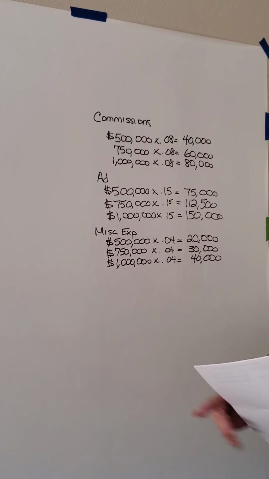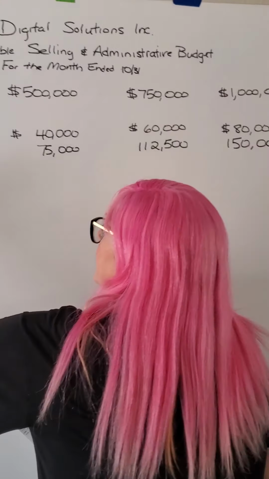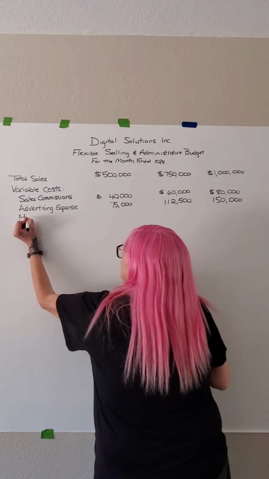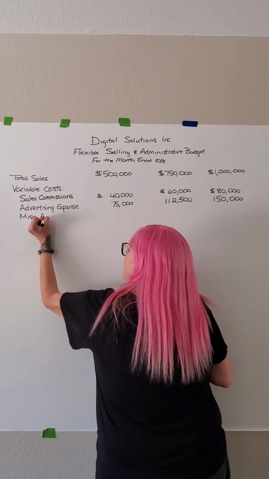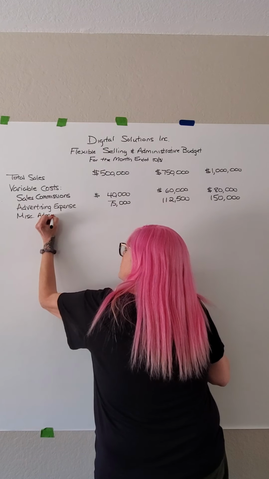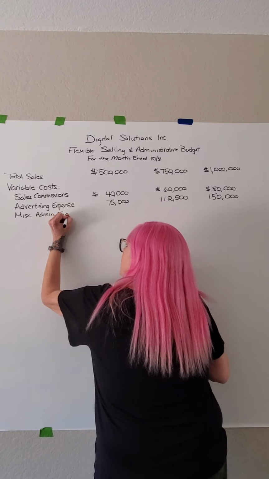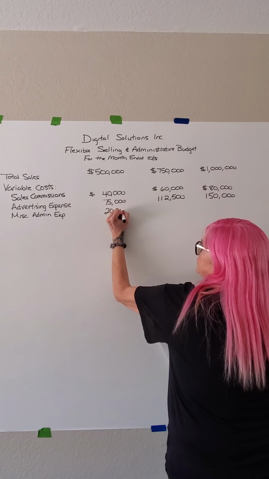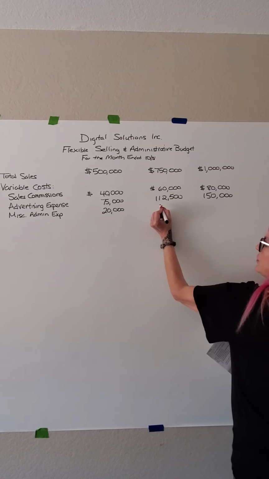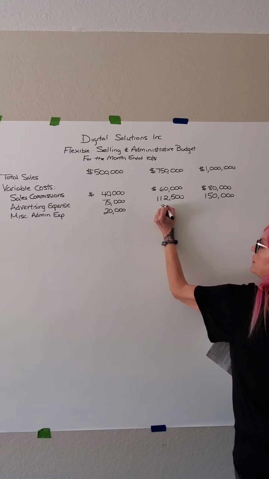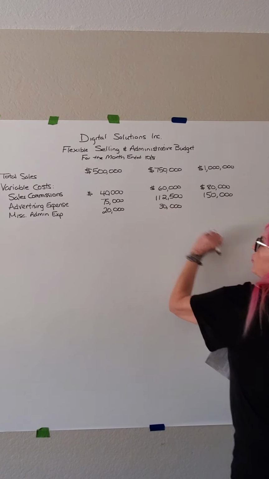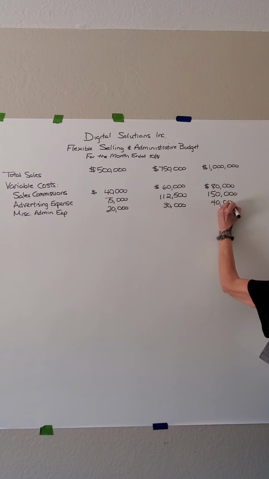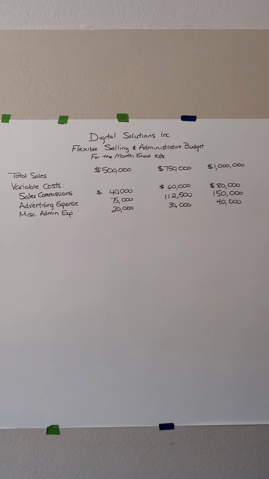So we're going to put that into our form under the variable expenses. So we're going to have, what are we calling it? Miscellaneous admin expense. And so we're going to have the 20,000 when we have 500,000 in sales, we're going to have 30,000 when we have 750,000 in sales, and we're going to have 40,000 when we have $1 million in sales.